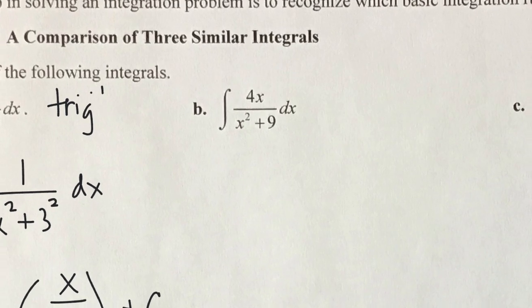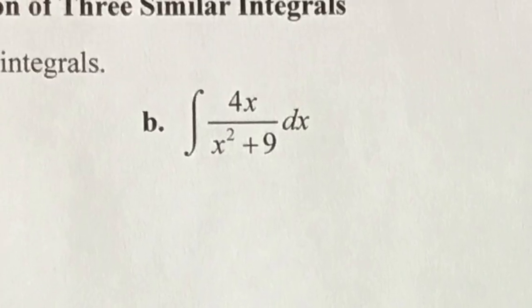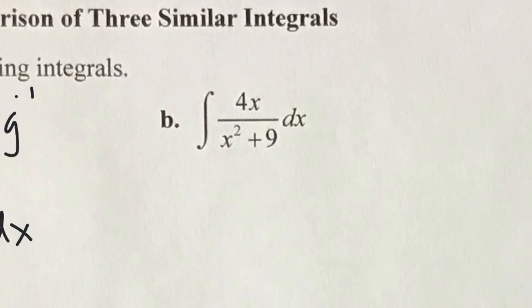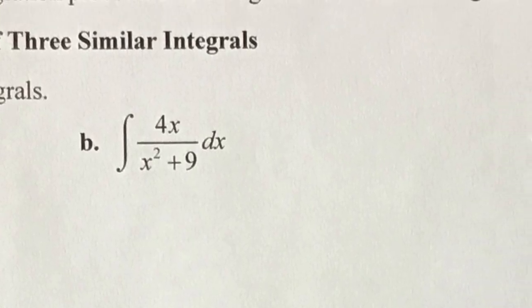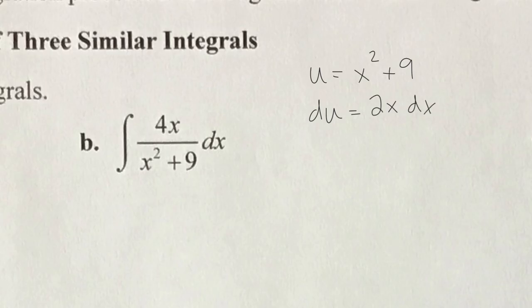Okay, B, let's see. B doesn't really look like it's going to be an arc trig inverse, because we have a 4x on the top and an x squared. This might be a good u substitution problem. So let's check that out and see if that works. What if we let u be equal to x squared plus 9? Then du is 2x dx.